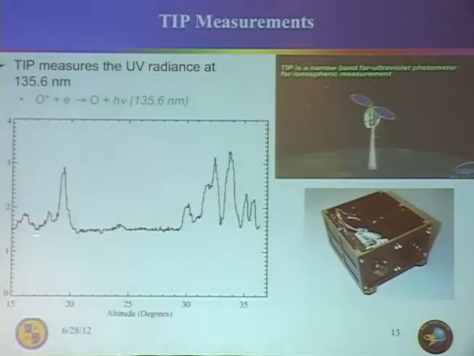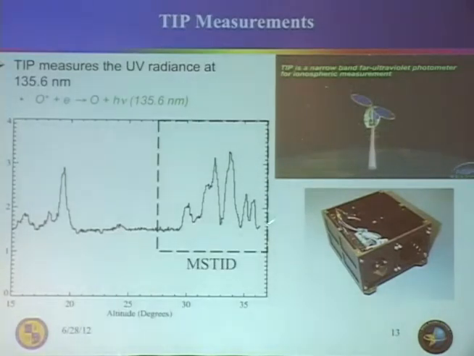Now this is the UV data from the UV photometer that's looking downward. This measures the decay of the ionosphere at 1356 angstroms. And so you can actually model this and invert it to get what the vertical TEC looks like.